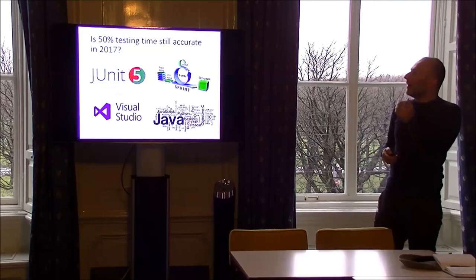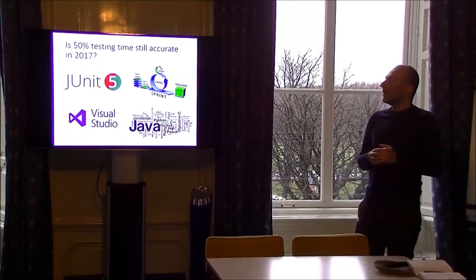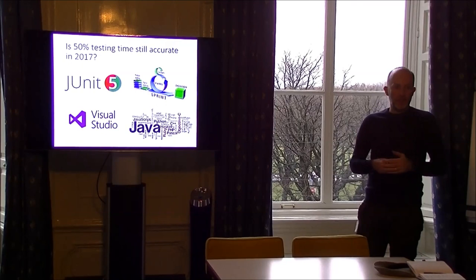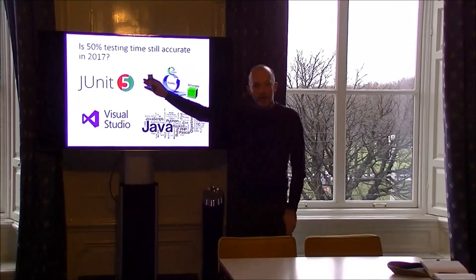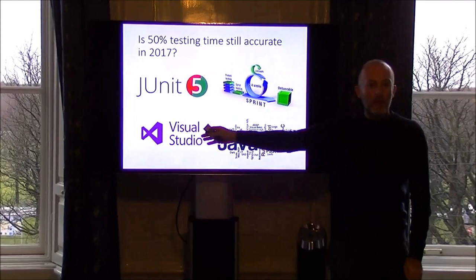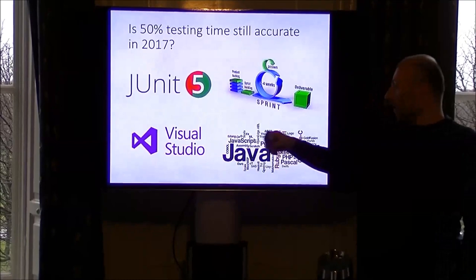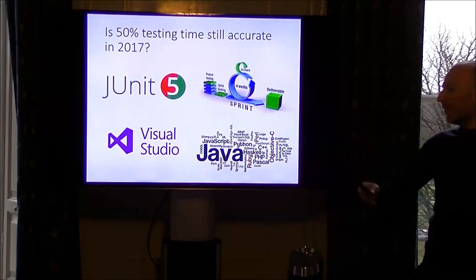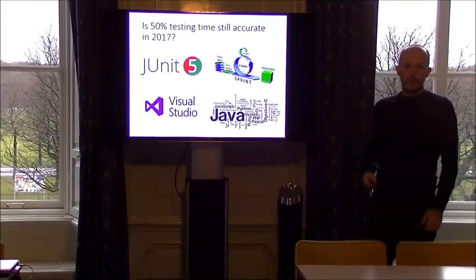So the basic question boils down to, even if this 50% was a correct answer, a correct estimation, would that still hold today? We have modern test frameworks. We're doing Agile, we're doing Scrum. I mean, that didn't exist like 40 years ago, right? We have modern integrated development environments like Visual Studio, like IntelliJ, like many others. And we're doing completely different languages. Well, not always, but still. I mean, Java, 40 years ago, no way. JavaScript, obviously, no. So a lot has changed.